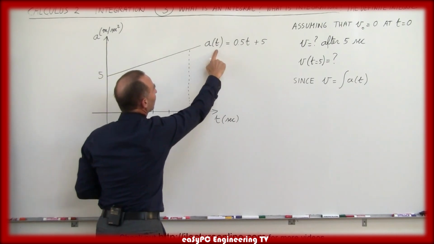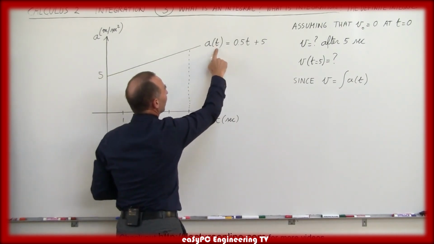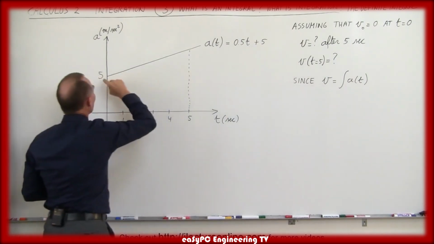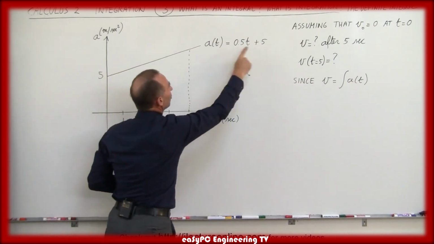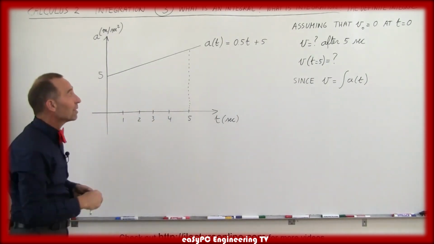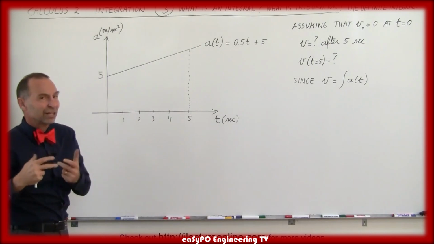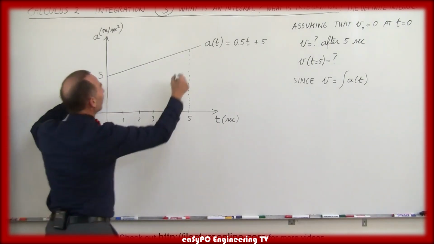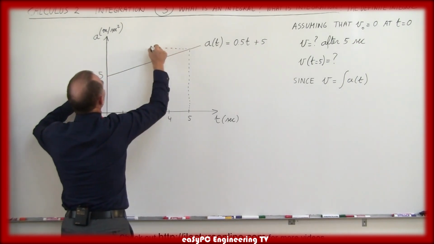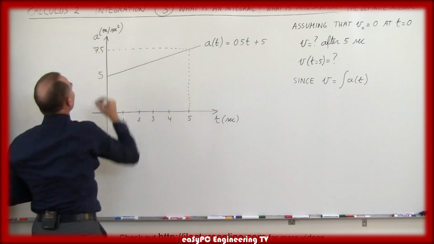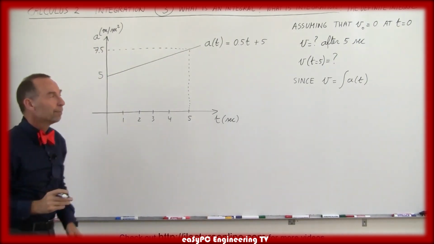based upon the equation right here, we can see the acceleration as a function of time is equal to 0.5 times t plus 5. So it starts out when time is equal to 0, the acceleration is 5 meters per second, and for each second it increases by 0.5 meters per second. And I should say per second squared, of course, because that's acceleration. So after 5 seconds, let's say this could be a car, it would then be accelerating at 7.5 meters per second squared.